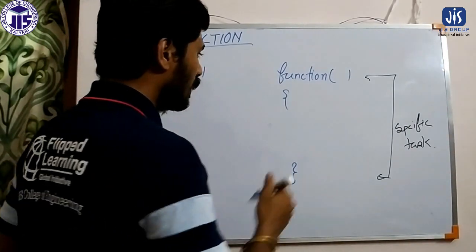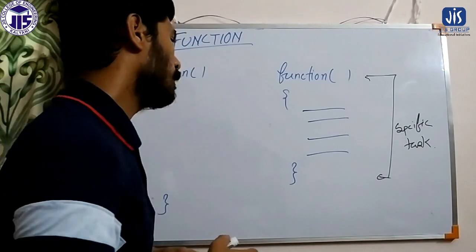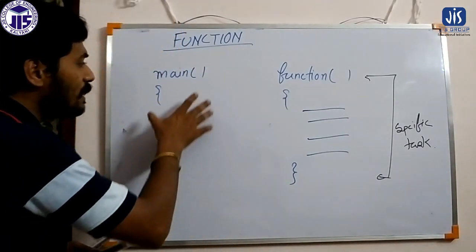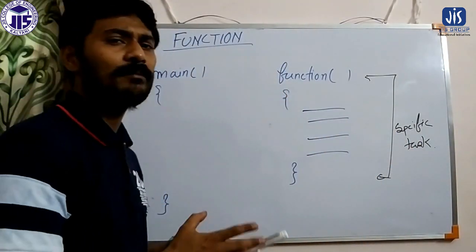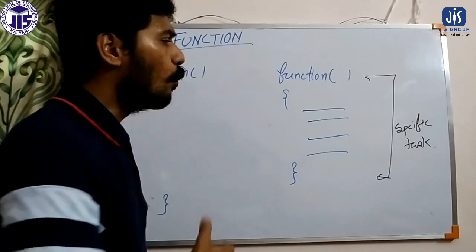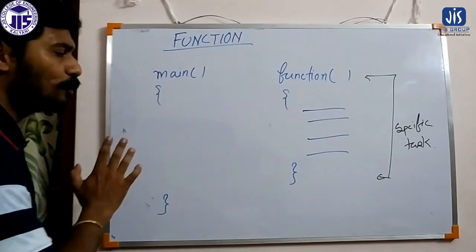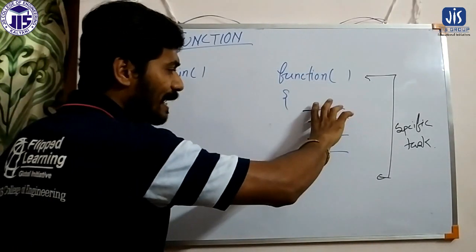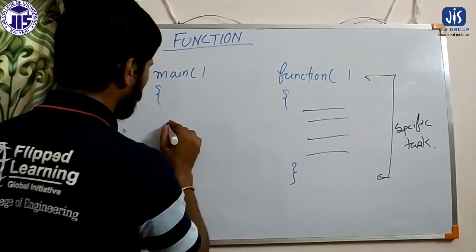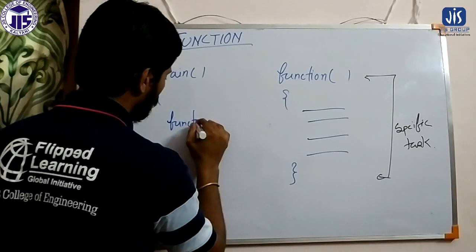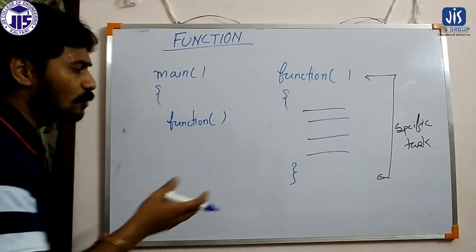This is a block where we can write multiple statements within this function, and we can execute this function separately. Now, whenever this specific task is required in the main program, it may be addition, subtraction, factorial, or something else, we need not write these statements repeatedly in the program. We will just call the function, and that function will get executed and give the proper output.